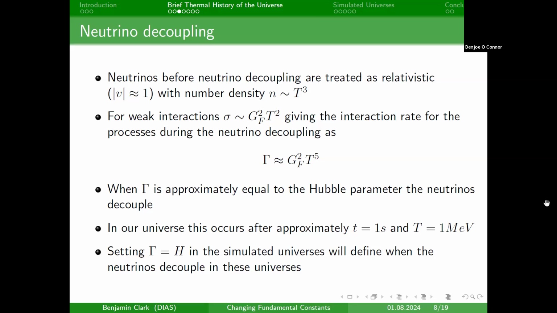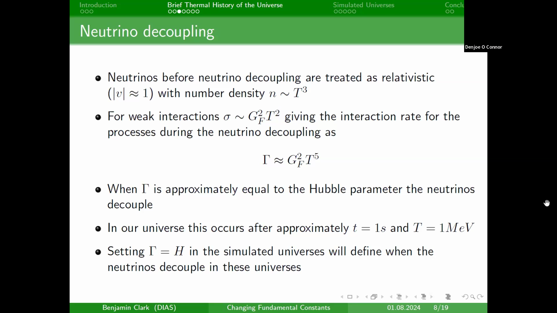that defines when that interaction will come out of thermal equilibrium. Previously, the interaction rate would have been greater than the Hubble parameter, and there would have been enough energy present for the interaction to go both ways. After, when it's less than the Hubble parameter, there's not enough energy, so the interaction will only go one way, and we say that that particle or that interaction will decouple.